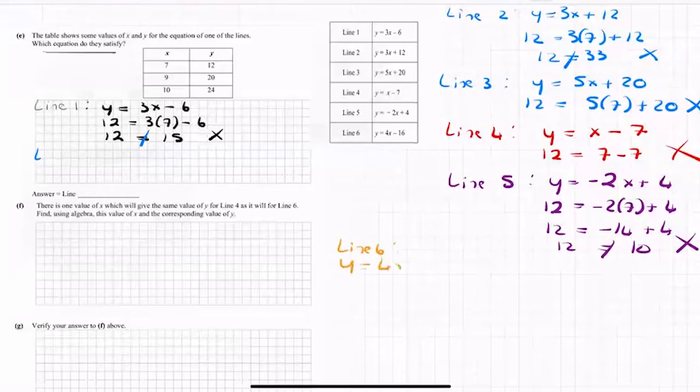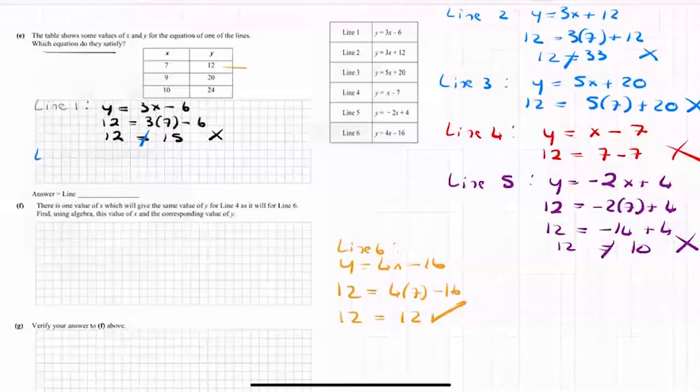y is equal to 4x minus 16. So 12 is equal to 4 sevens minus 16. 4 by 7 minus 16. 12 is equal to 12. Okay, so that point works for line 6.